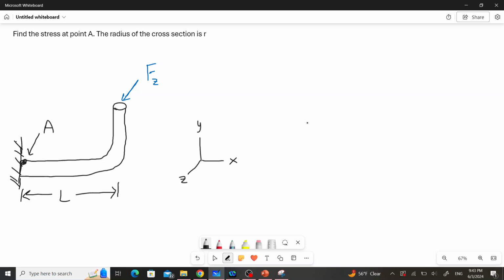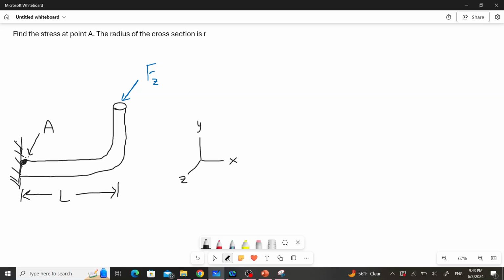And we're interested in finding the stress at this point A, which is down here where this elbow shape meets the wall, again with a fixed boundary condition. And we want to find what the stress is at point A. So from our point of view, this is at the top of this tube.